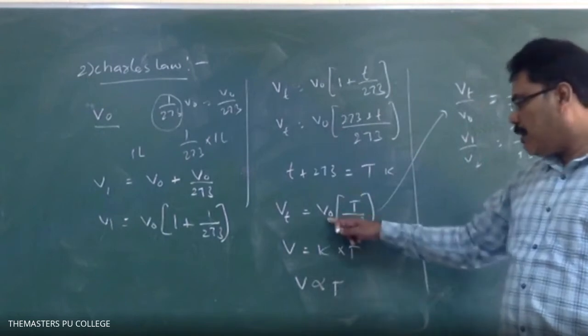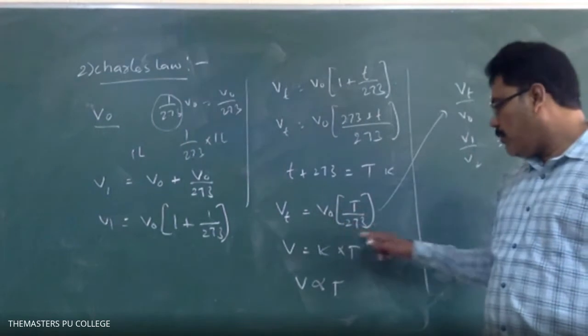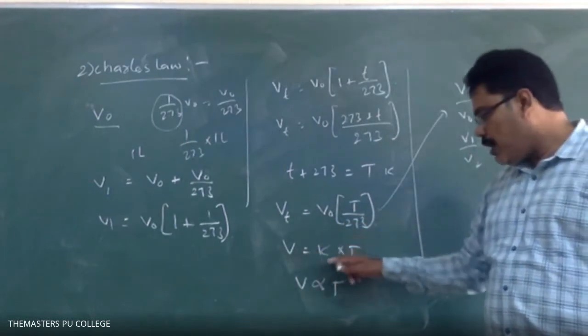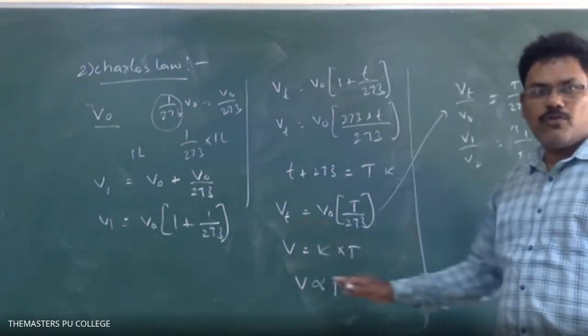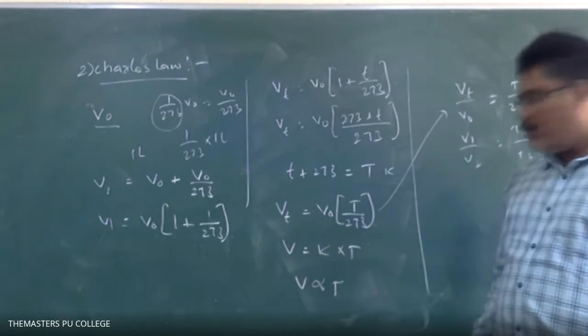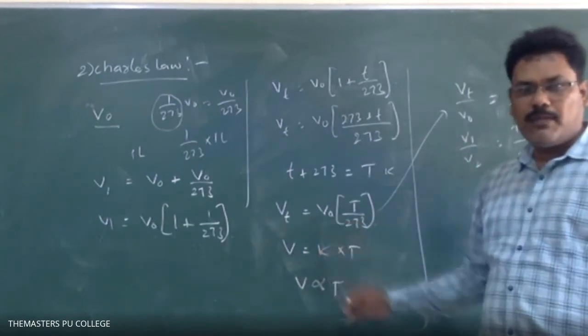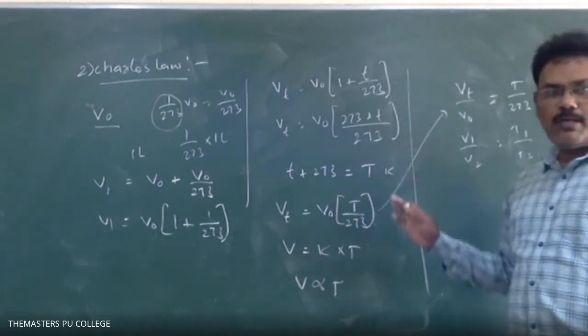Because V0 is constant and 273 is constant, this total value can be written as a constant K. If you remove the constant, then you get the proportionality between these two factors. So V is proportional to T. Compared to the other form, this is easy. That's why I gave this one. So this is Charles law.